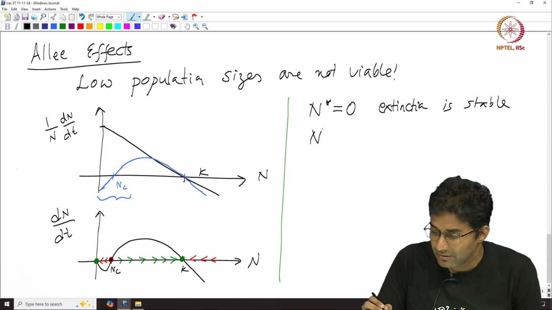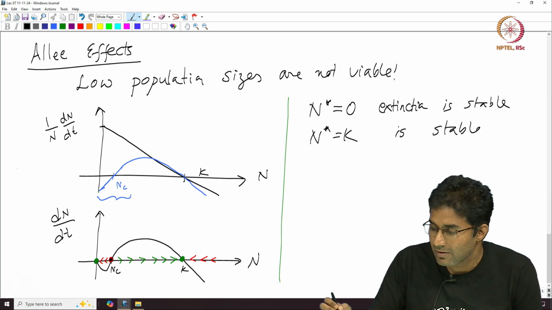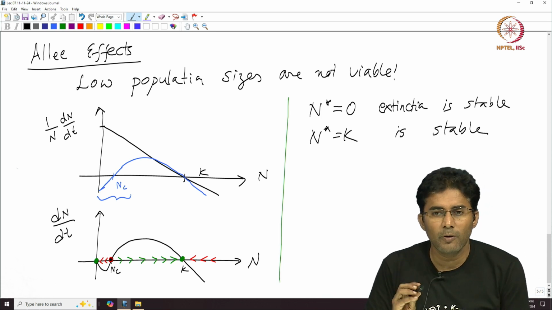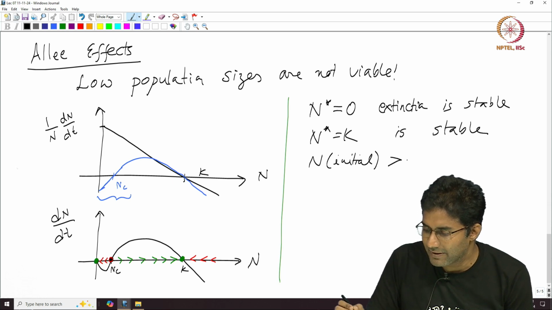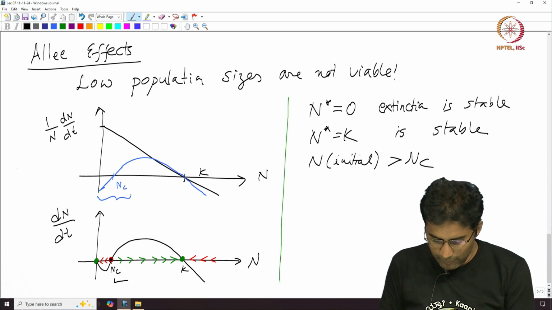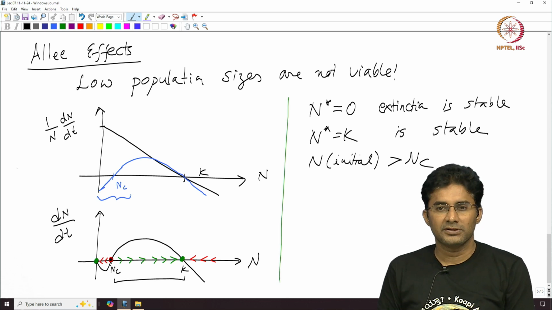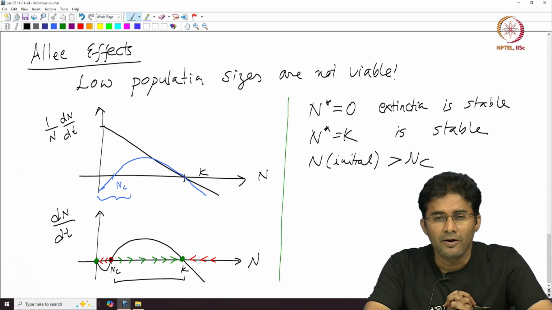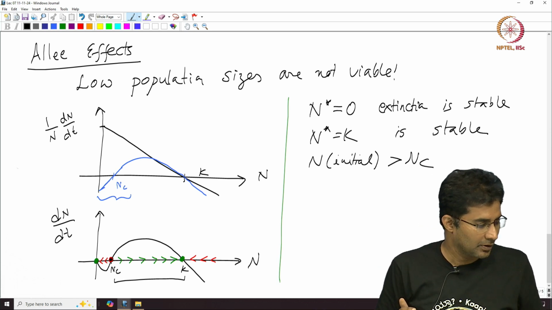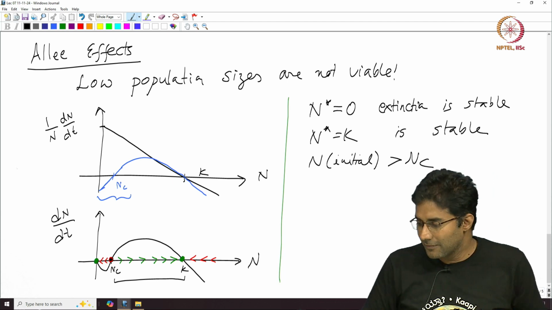In addition, carrying capacity is also a stable equilibrium, and to make the populations viable, the initial value of the population must be greater than NC. Only if the initial population is in this window will the population size increase. And this is a really useful and powerful technique to arrive at how populations change with time without actually solving differential equations.